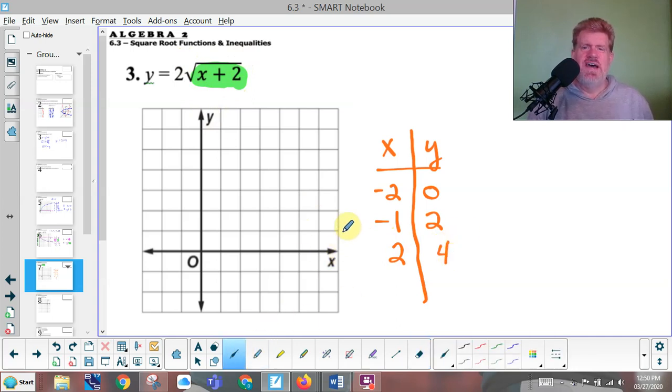Now the next one is 9. So 7 plus 2 is 9. The square root of 9 is 3. 3 times 2 is 6. So there are some points we can plot.